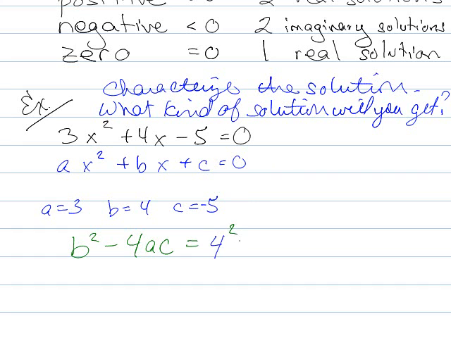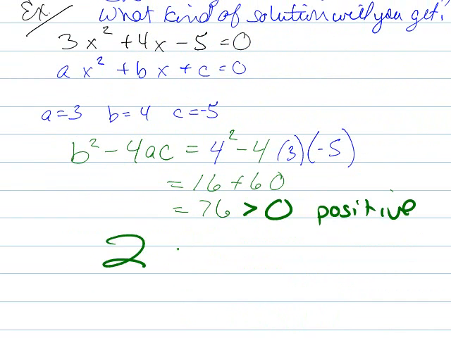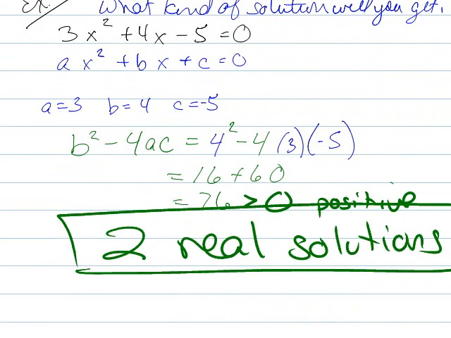So b squared minus 4 times a times c gives you 16 plus 60. And that's 76. So 76 is positive, which means we have two real solutions. And that's the only answer you really need for that problem. So it's actually kind of fun. These are the short problems at the end of the section that nobody ever works because they're tired and they think they're going to take forever. But you know better now.